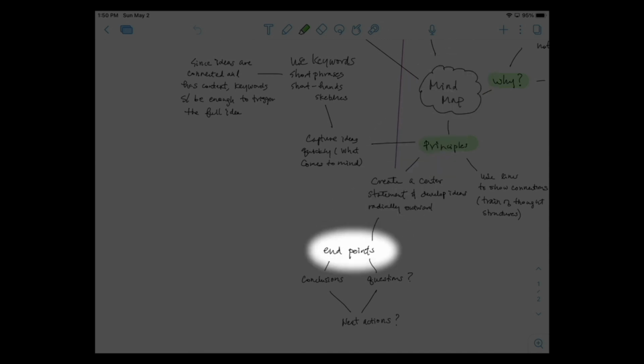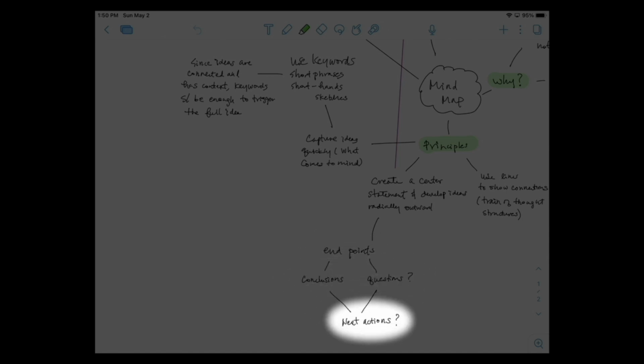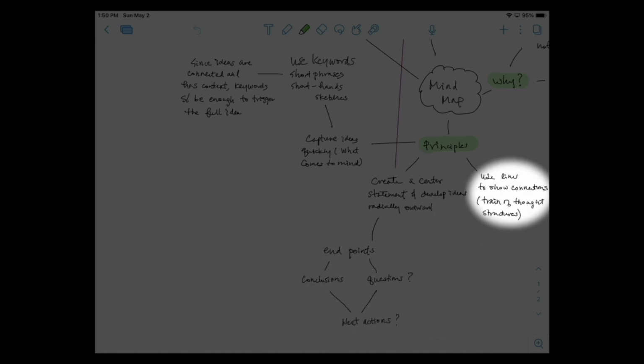The endpoints of each branch sometimes end in a conclusion or a question that we can further explore. The lines show connections between ideas and thoughts. The lines don't always need to follow the branch structure. You can connect ideas in a separate category or branch. In fact, this is encouraged.